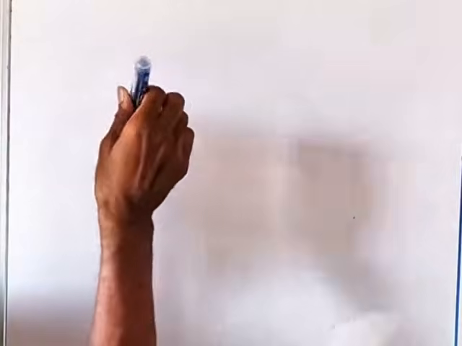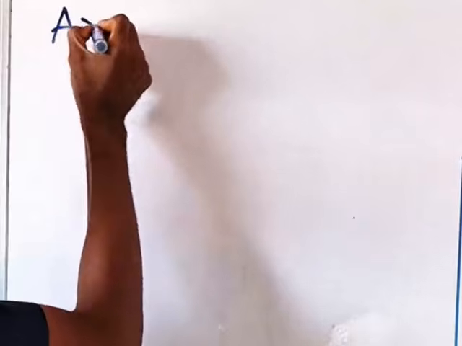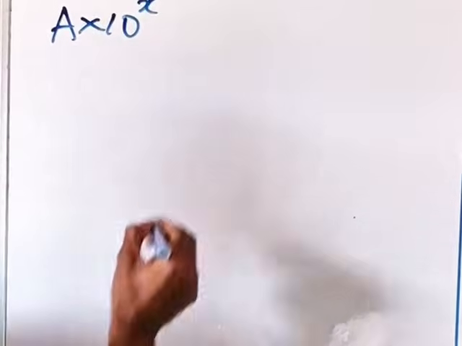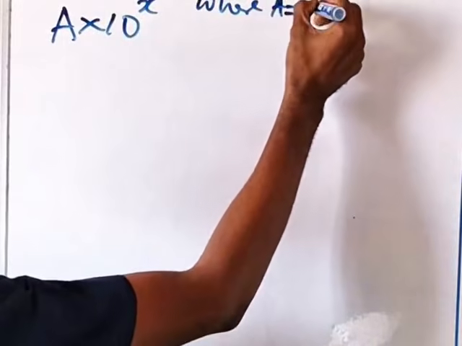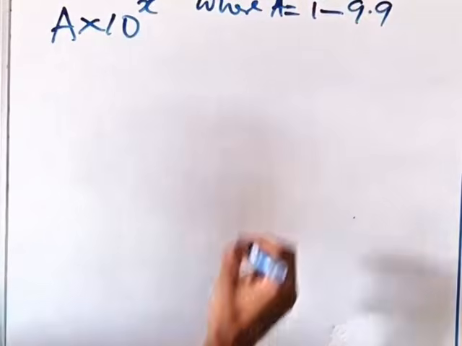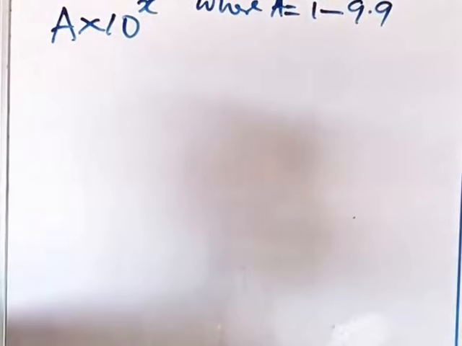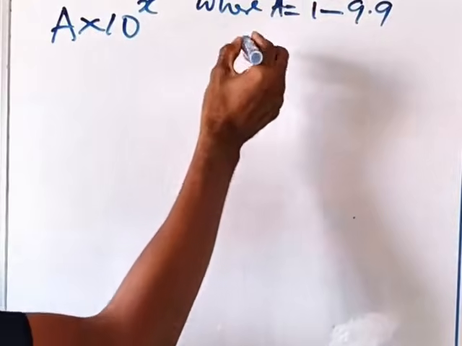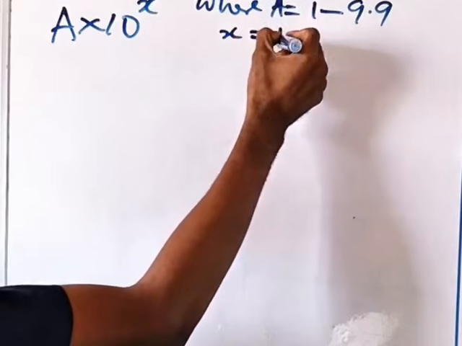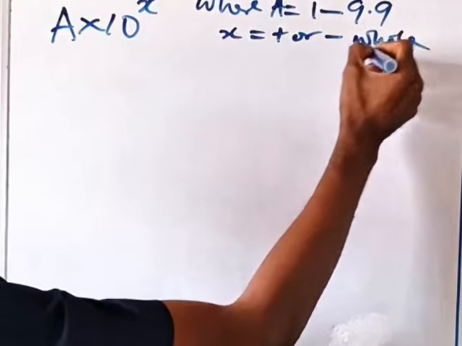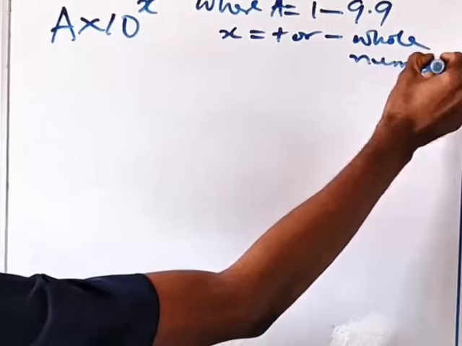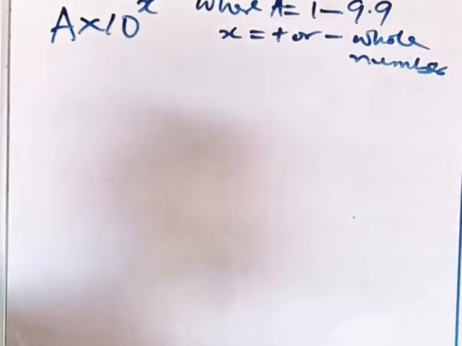So how do you write in standard form? The first thing you need to know is that a number is said to be in standard form when it is written in this manner. A times 10 raised to the power x. Alright, where your A is a number from 1 to 9.9, a positive value from 1 to 9.9. And your x is a positive or negative whole number. So the power is a positive or negative whole number.